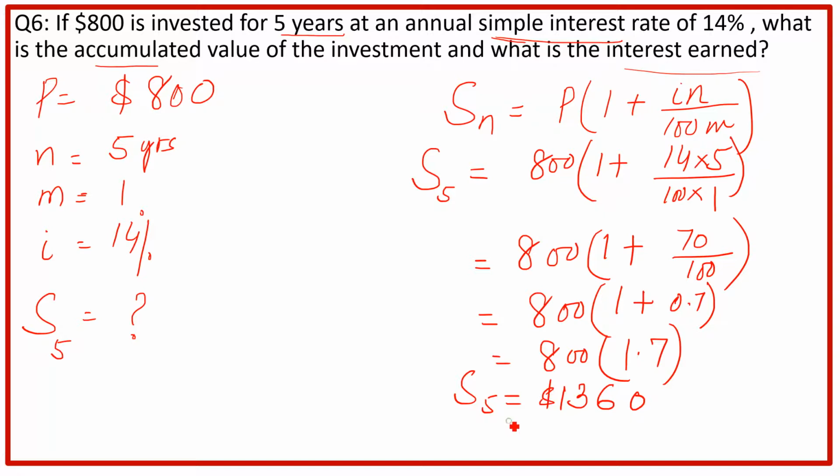And the second part is what is the interest? So this is the accumulated value. You have to subtract your initial investment, which is 800. So we will get 560. So 560 is your interest. This is the second part. So this is answer number 1 or requirement number 1, and this is the second requirement.